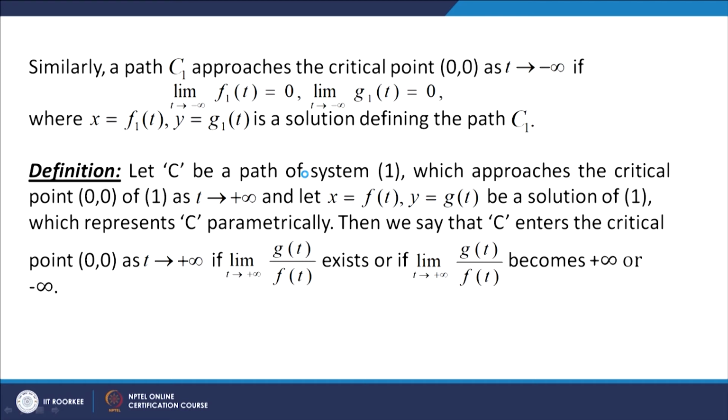Then we say that C enters the critical point (0, 0) as t goes to infinity if the limit of the functions g(t) over f(t) exists as t goes to plus infinity, or the limit of g(t) over f(t) becomes plus infinity or minus infinity as t goes to plus infinity. So, either the limit of g(t) over f(t) as t goes to plus infinity is finite, or it is plus infinity or minus infinity. Then we shall say that the path C enters the critical point (0, 0) as t goes to infinity.